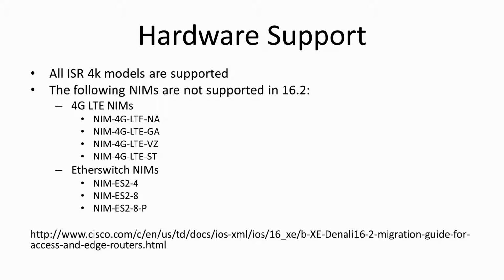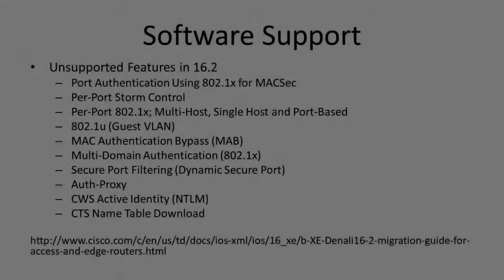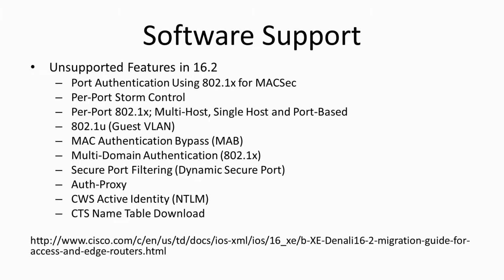Before we upgrade, let's have a look at the hardware and software that is supported. The good news is that all ISR 4K models are supported. Only the 4G and the Ether switch NIMs are currently not supported. If you have one of these NIMs in your router, you should wait with upgrading your software until they are supported. You can also consult your migration guide. I have added the link at the bottom of the screen. There are also a few software features that are not supported in the first release. For reference, I've listed them here.